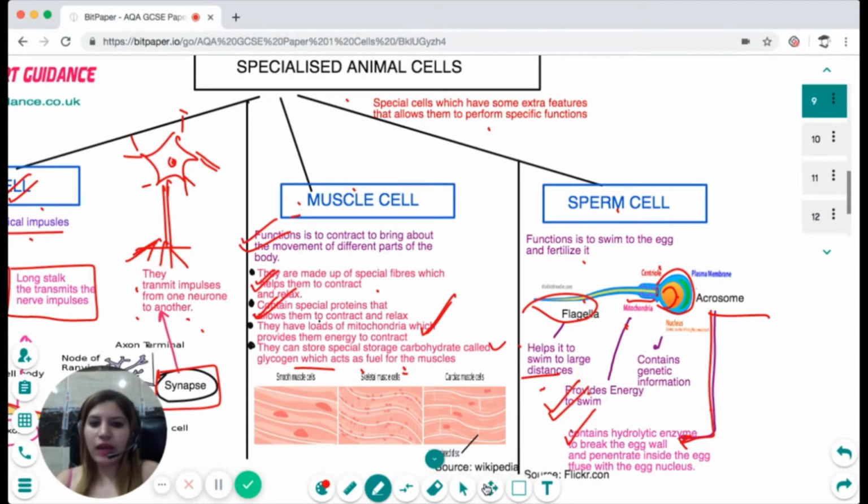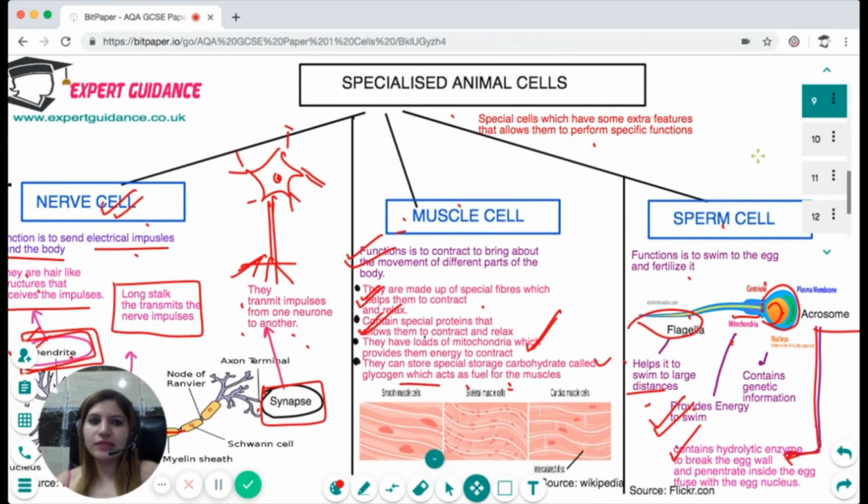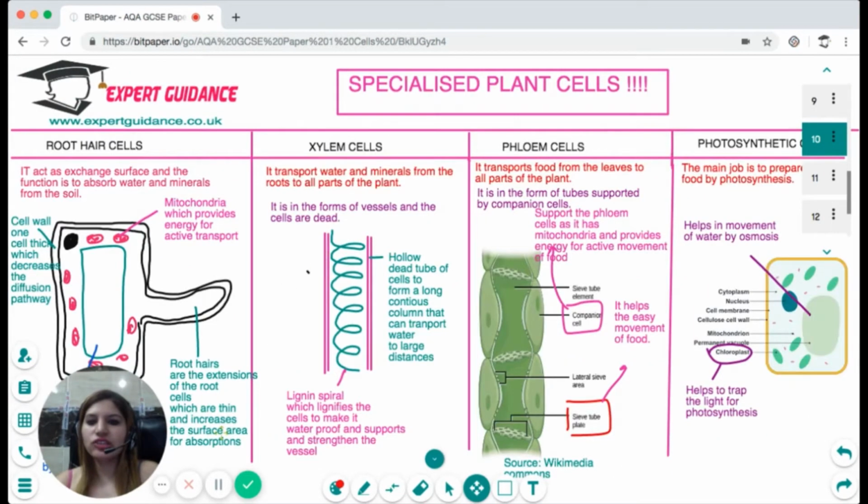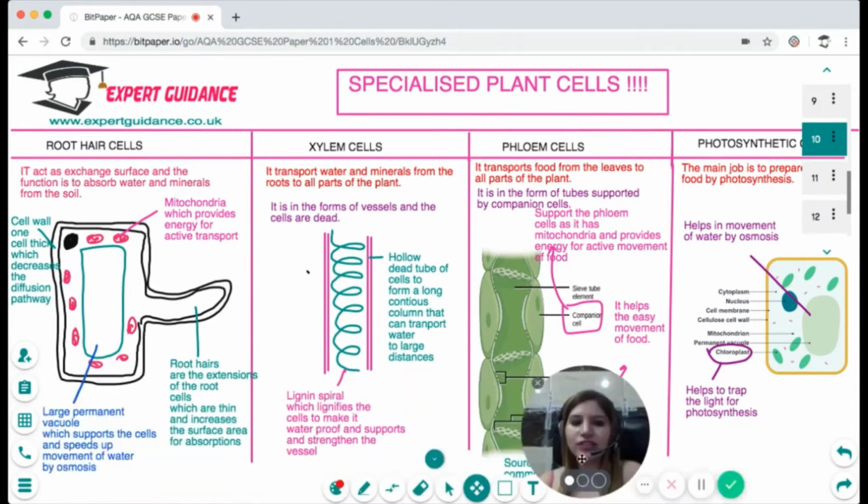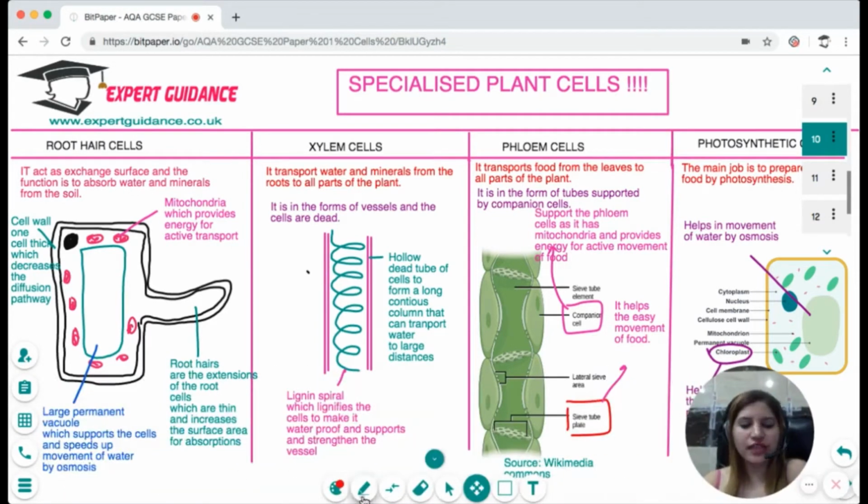Okay, so now as we have finished the specialized animal cells, in the same way we have the specialized plant cells. Now, what are specialized plant cells? Again, these are cells which have some extra features that allow them to perform special functions. Now, again, to write about these, you should first know their function. So the root hair cell is a cell which acts as an exchange surface and absorbs water and minerals.